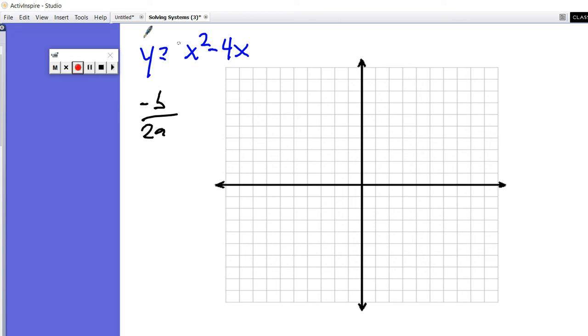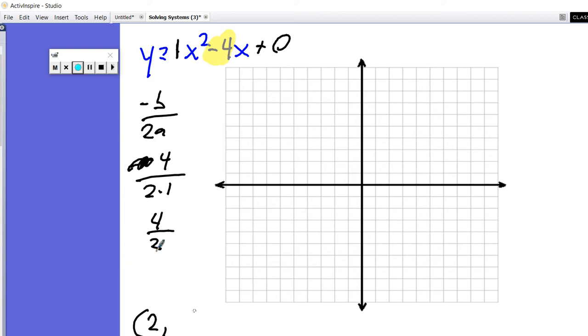Now there's nothing in front here, so my a is 1. By the way, if you're wondering what c is, there's no constant, so your c would be 0 because there's nothing here. Now, pay attention to this. It's negative b, and your b is negative. So if I were to substitute this in, it would be negative 4 over 2 times 1. So what's a double negative? It's a positive. So 4 over 2 times 1, which is 4 over 2. The x value of your vertex or the axis of symmetry is 2.